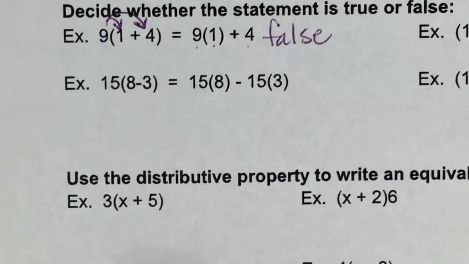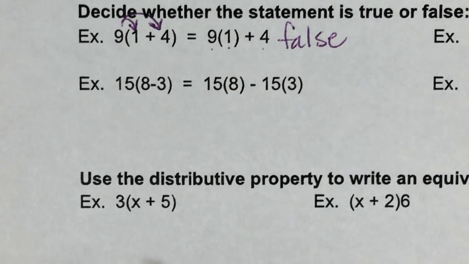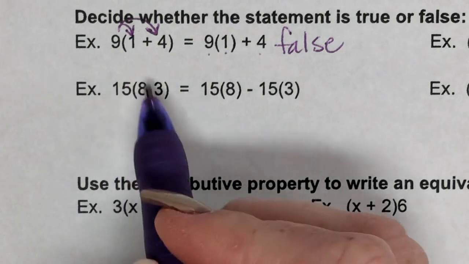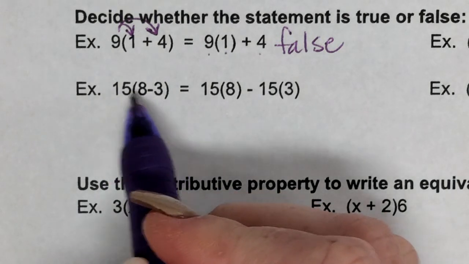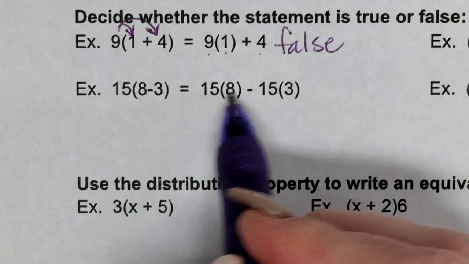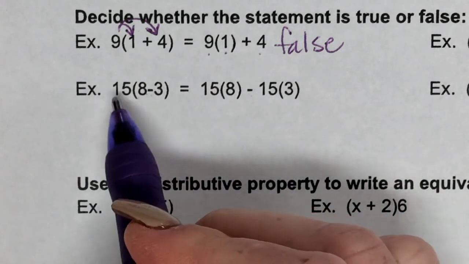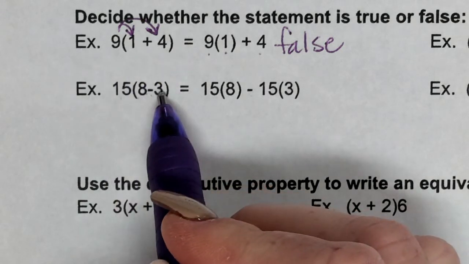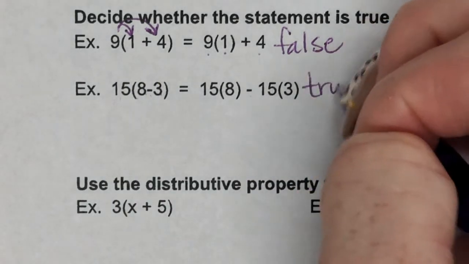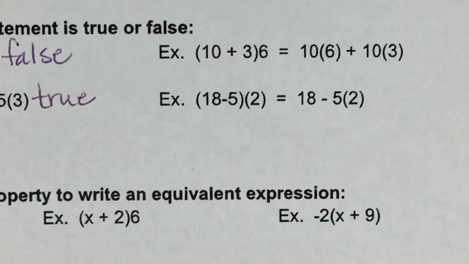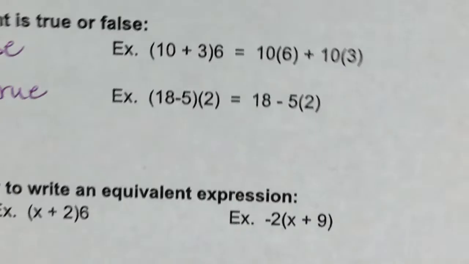All right, let's look at the one underneath it. Not everybody's with me. Did they distribute the 15 to the 8? Yes. Is there a minus sign because there's a minus sign there? Yes. Did they distribute the 15 to the 3? Yes. So my answer is true. Again, I could put these in my calculator to see if they did it correctly as well. All right, y'all try the next one and see if you think it's true or false.